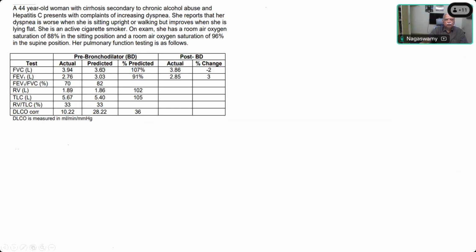FVC is almost normal. FEV1 is also 91%, almost normal. FEV1 to FVC ratio is 70%, against a predicted 82. And TLC is also normal, but DLCO is reduced. So what is this condition? Diffusion failure, but normal airway.